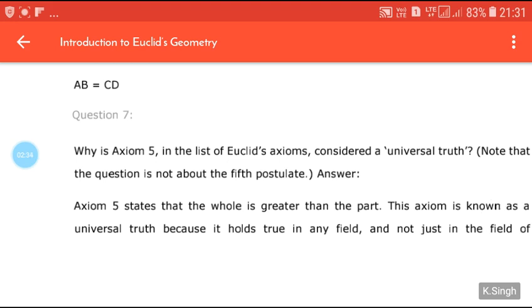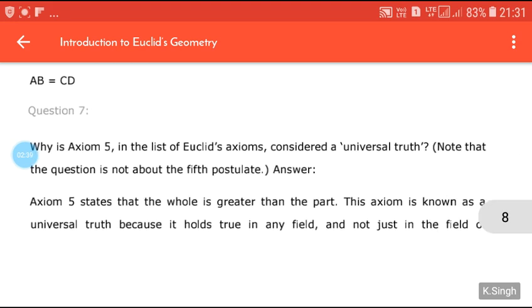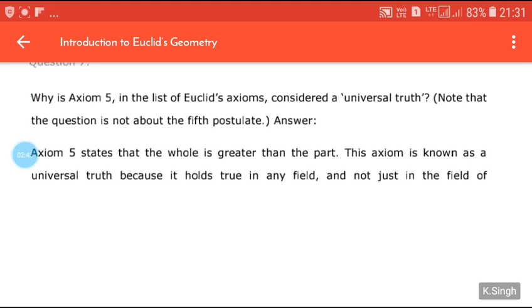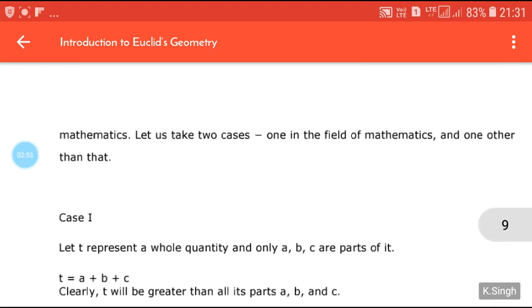Question number 5. Why is axiom 5 in the list of Euclid's axioms considered a universal truth? Okay, just see. Axiom 5 states that the whole is greater than the part. This axiom is known as a universal truth because it holds true in any field and not just in the field of mathematics. Let us take two cases, one in the field of mathematics and the other outside it.